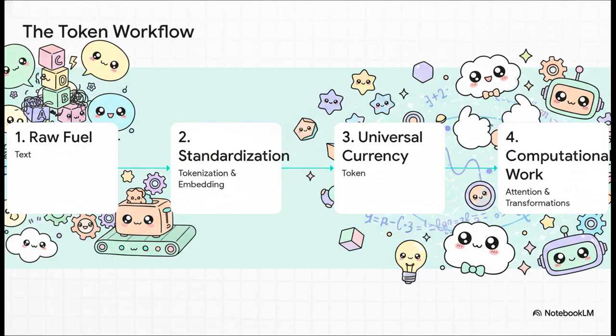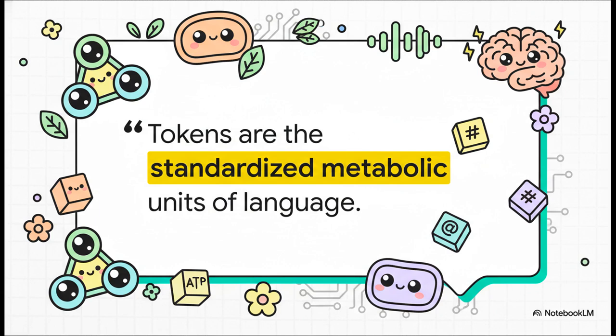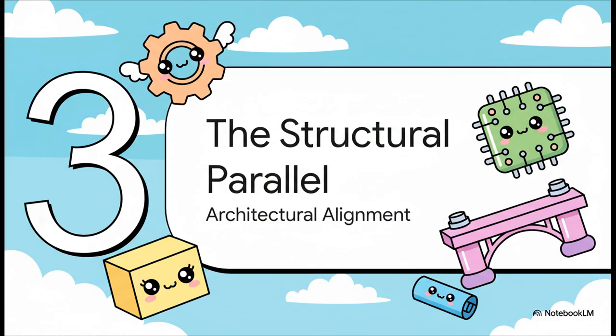And look at this. The workflow is practically a mirror image. The AI starts with its raw fuel, our messy, complicated human language. It runs it through a standardization process, chopping it into tokens, and then converting each one into a mathematical vector, basically a point on a giant map of meaning. And only then can it use those standardized tokens to do its actual work. This is just such a perfect way to phrase it. Just like ATP is the unit for biological metabolism, the token is the unit for an AI's linguistic metabolism. It's the fundamental piece that gets processed, transformed, and spent to create an answer. Okay, so we've looked at the two systems on their own.